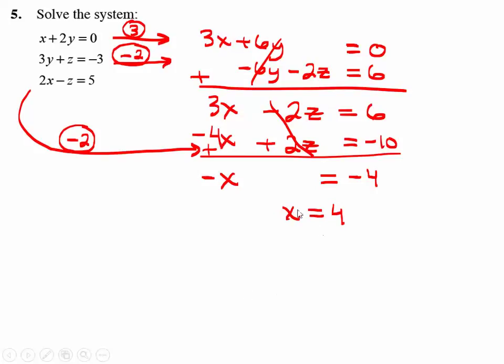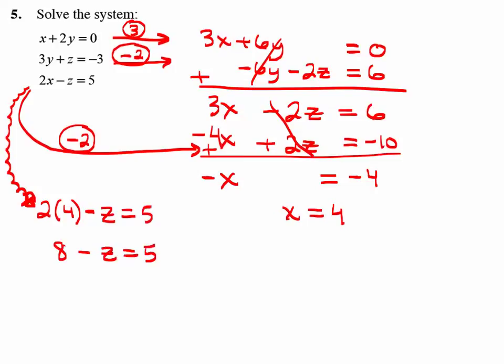I'm going to look over here, and this time you could have plugged into the top equation to get the y value. You could plug into the bottom equation to get your z value first, whichever one you want. I chose to do the bottom equation here, so 2 times 4 minus z equals 5. That'll make an 8. Subtract 8 from both sides gets you a -3, and change the sign gets you a positive 3.